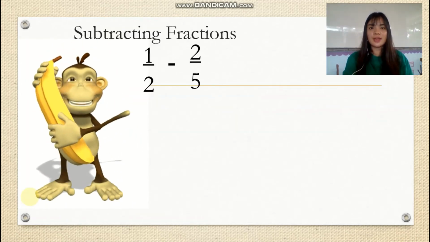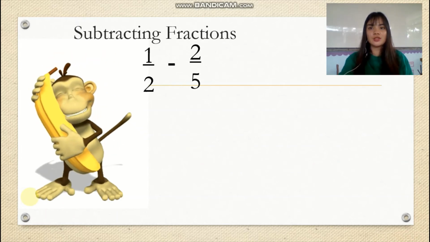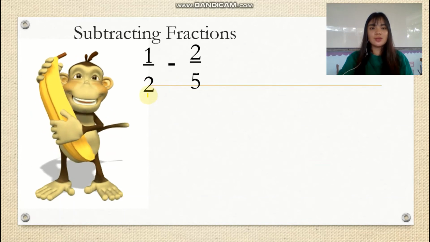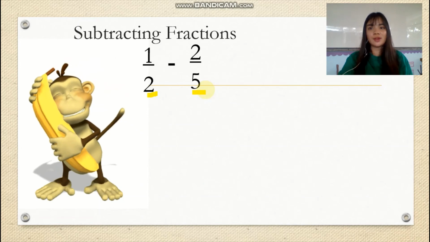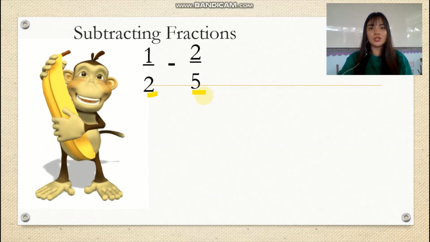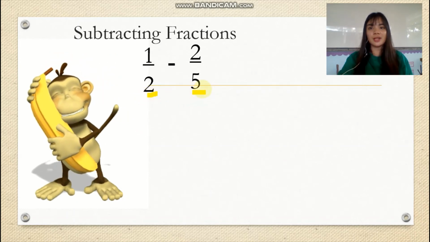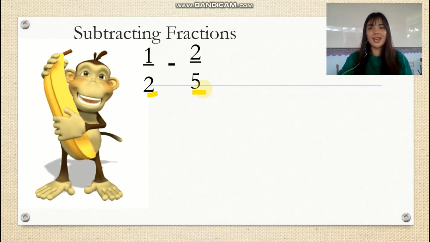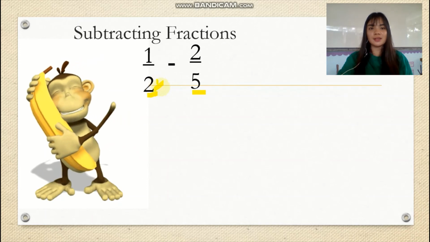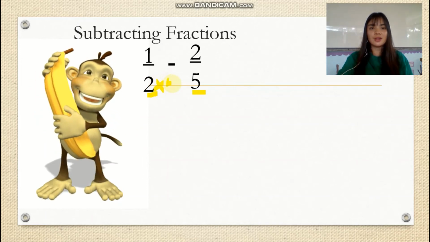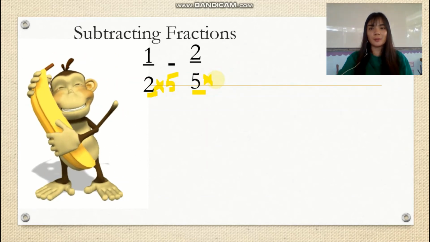Now we're going to have subtracting fractions. 1/2 minus 2/5. Since we do not have the same denominator, what are we going to do first? We need to find the first common multiple of these two numbers. So what is the first common multiple of 2 and 5? It is 10. So what can we multiply it by 2 to make it 10? So it is 5. Very good.